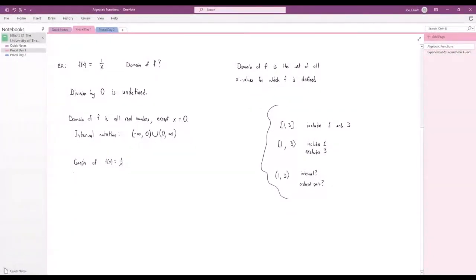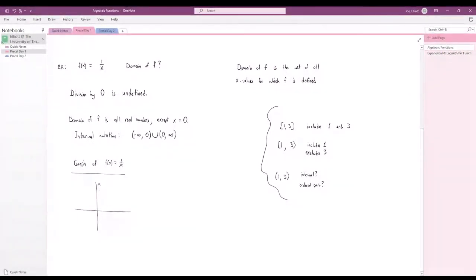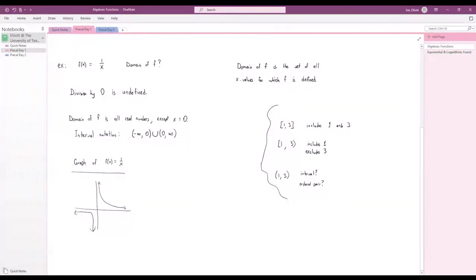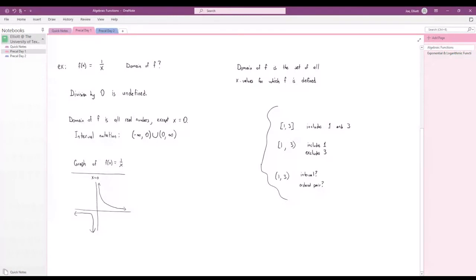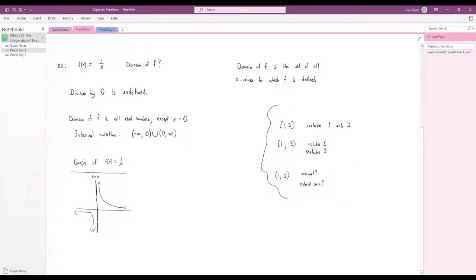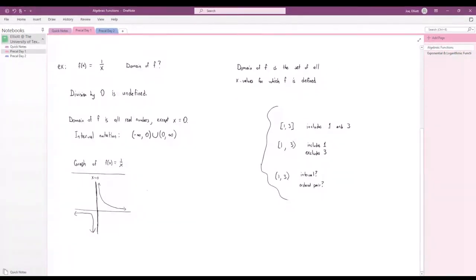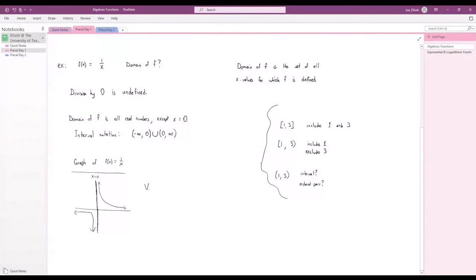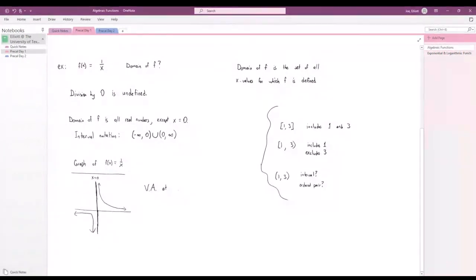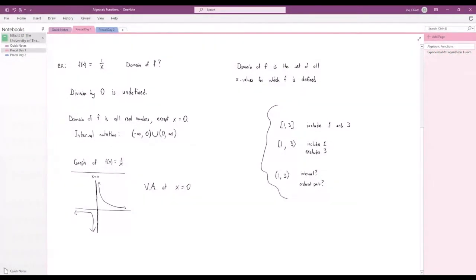I'll just give it a quick sketch of the graph. It looks something like this. But yeah, so specifically here when x is 0, so that's the y-axis, your function has a vertical asymptote at this location. So I'll use the abbreviation VA for vertical asymptote. Okay.